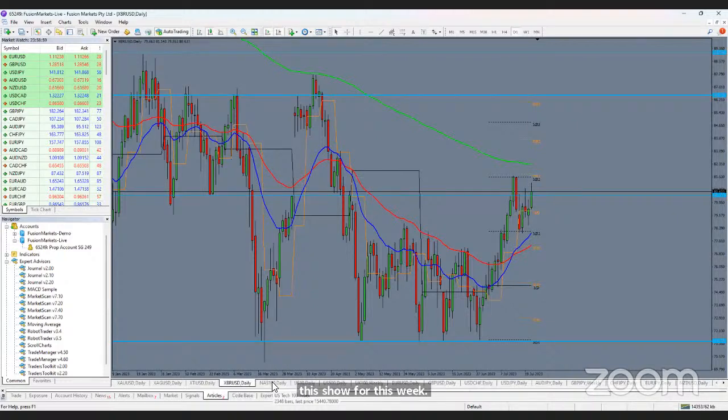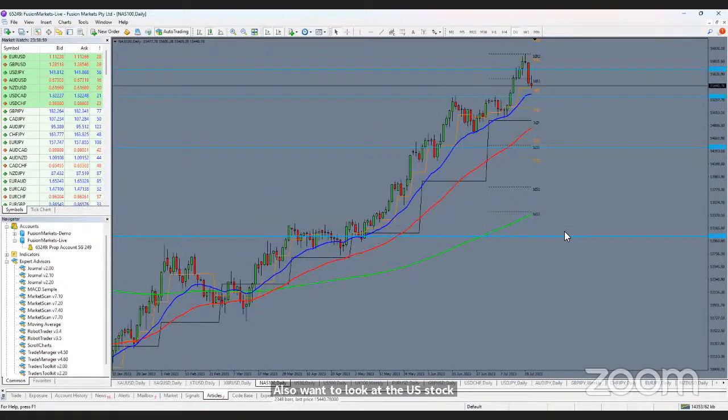Also want to look at the US stock indices, because they have done really nicely of late as well. So the NASDAQ is still trending upwards, still showing higher lows and higher highs.